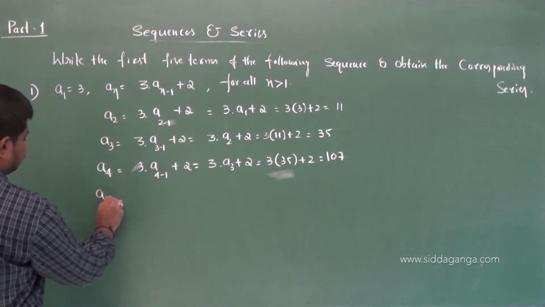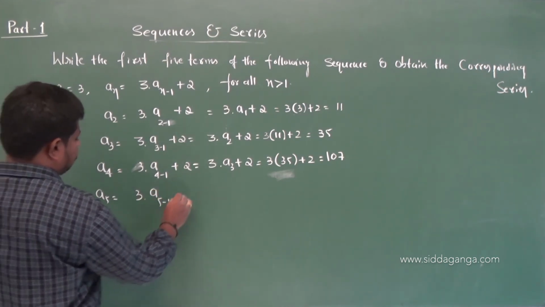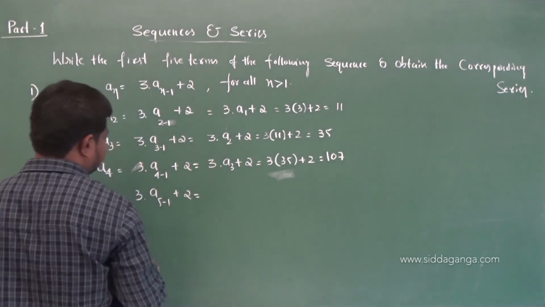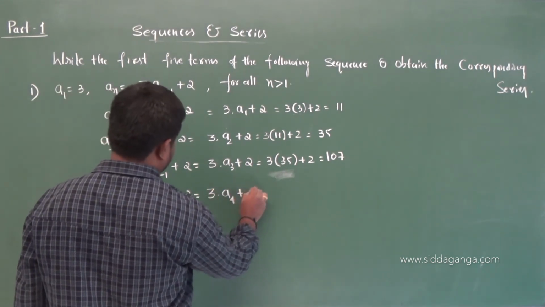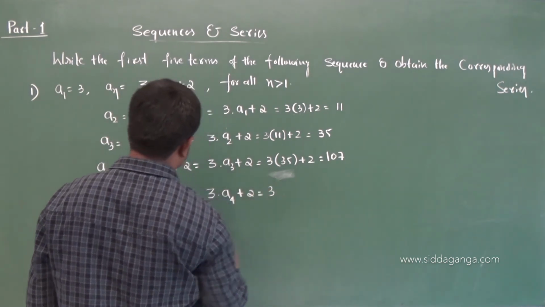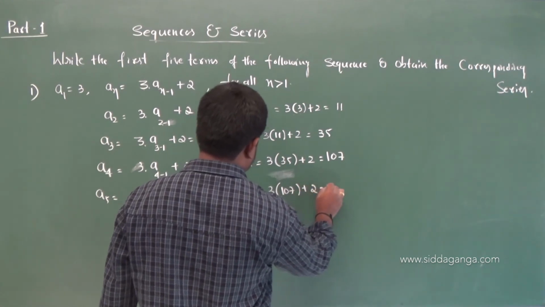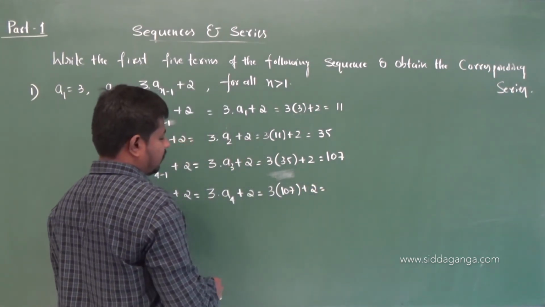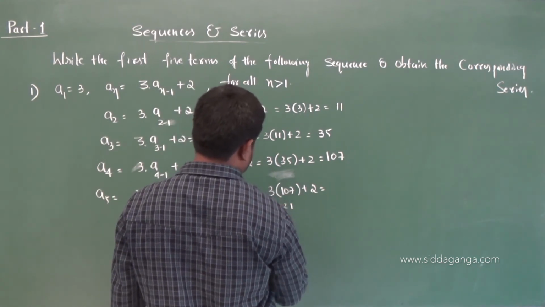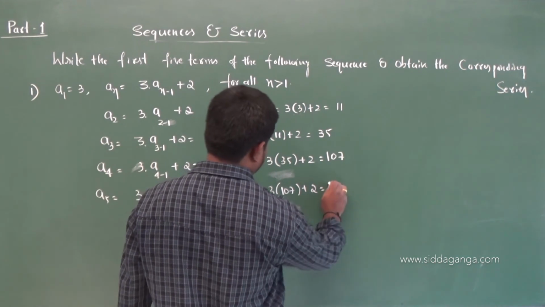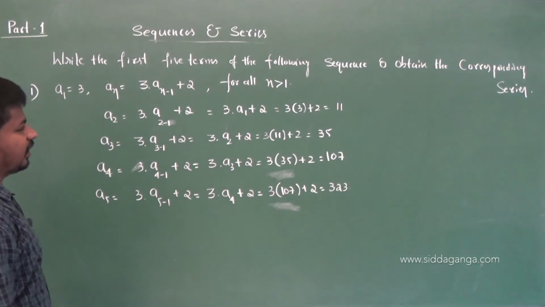And a5 is equal to 3 into a5 minus 1 plus 2, that is equal to 3 into a4 plus 2. So 3 into a4, we have 107, plus 2. So 3 into 107 is 321 plus 2, that is 323. Okay, so these are the first 5 terms.